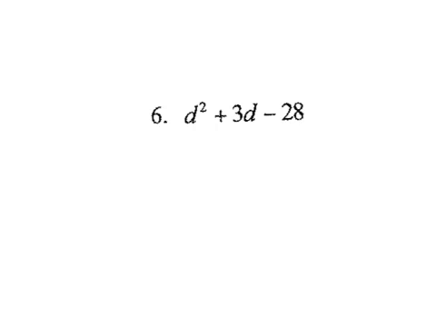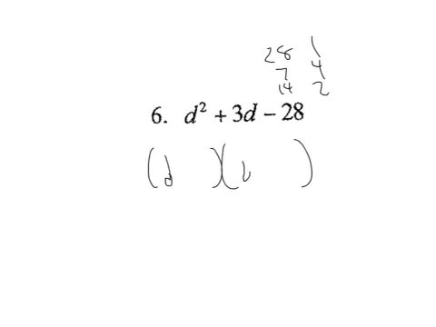We've got 6. 28 would be 14 and 2, 7 and 4, 28 and 1. So we want two things that subtract to get 3. We know that because your 28 is negative. So we've got D and D, 7 and 4. Then you have to decide which one's positive and which one's negative. The 7 is going to be positive because you have a positive 3. And if you have a positive 7 minus 4, that would give you your 3.